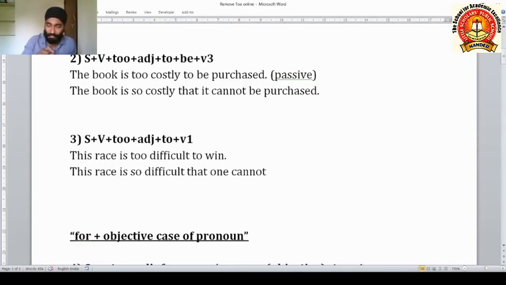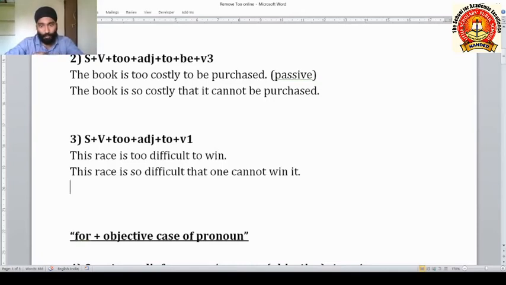So here it is a present tense, so we are using "one cannot win it." At last, "it" we have used to complete the sentence. So this is how we convert it. This race is so difficult that one cannot win it.